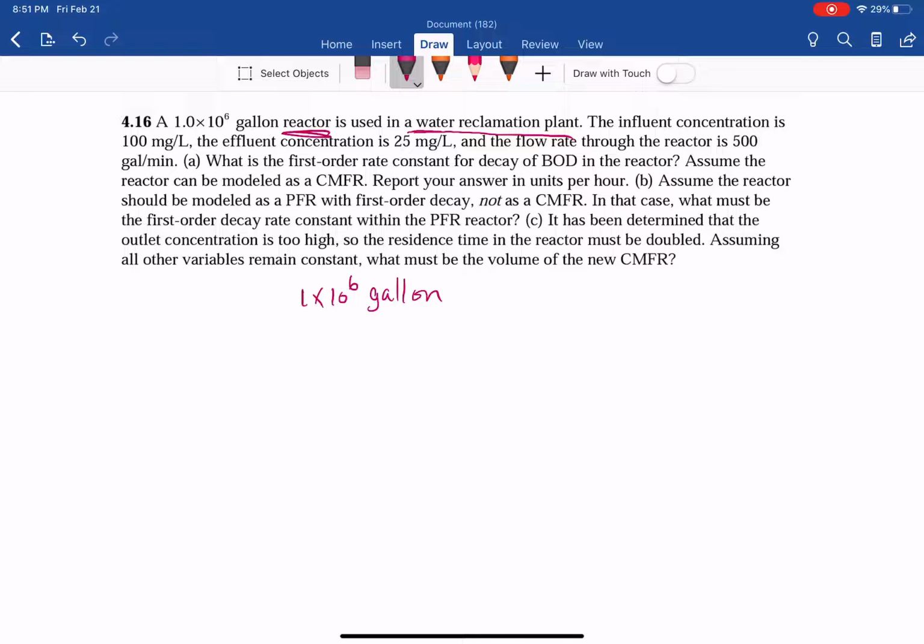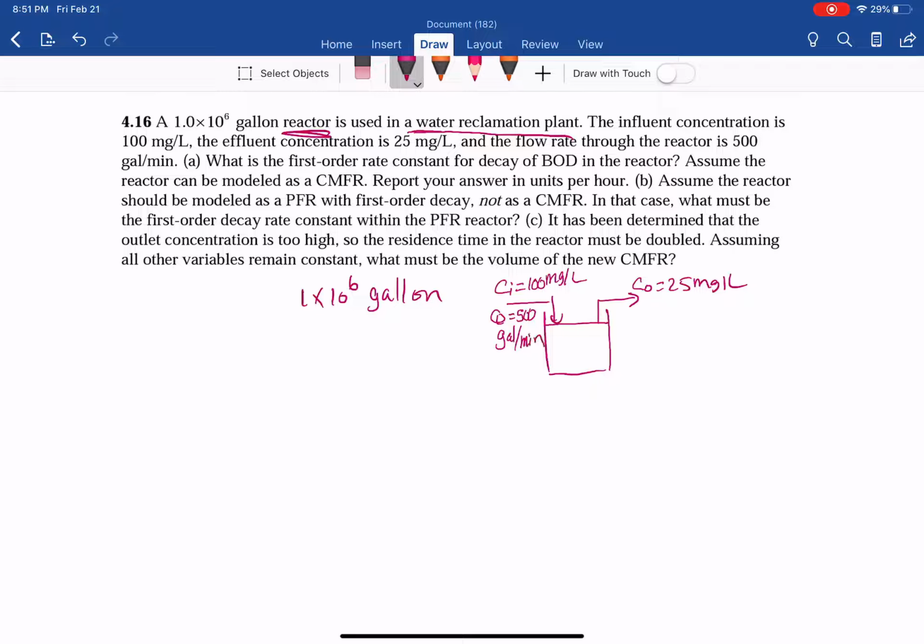The influent concentration, C_in, is 100 milligram per liter. The effluent coming off, C_out, is 25 milligram per liter. And the flow rate through the reactor is 500 gallon per minute.